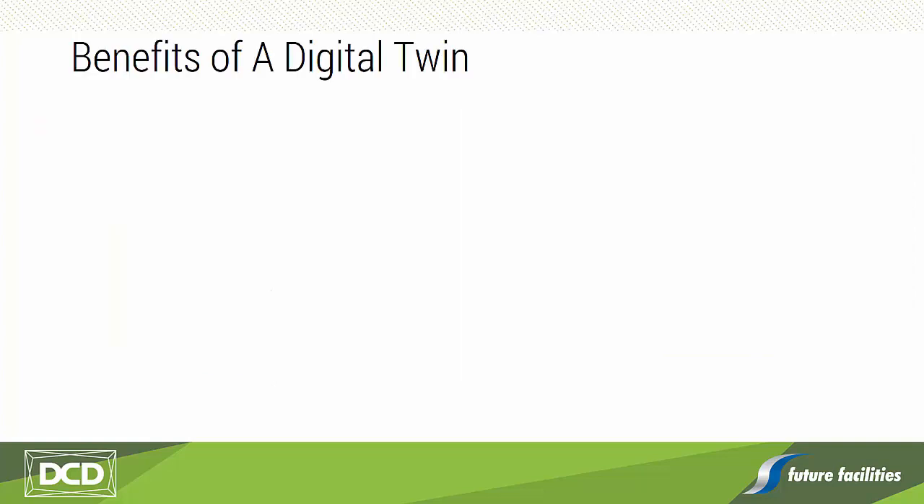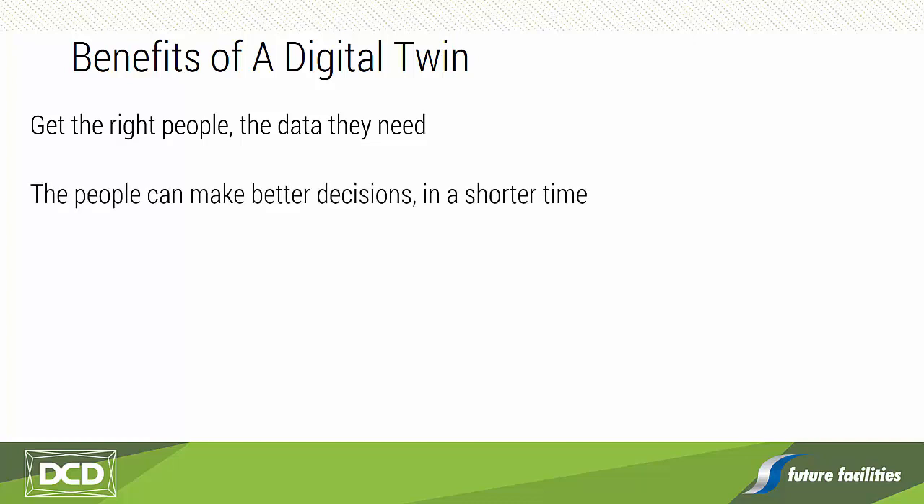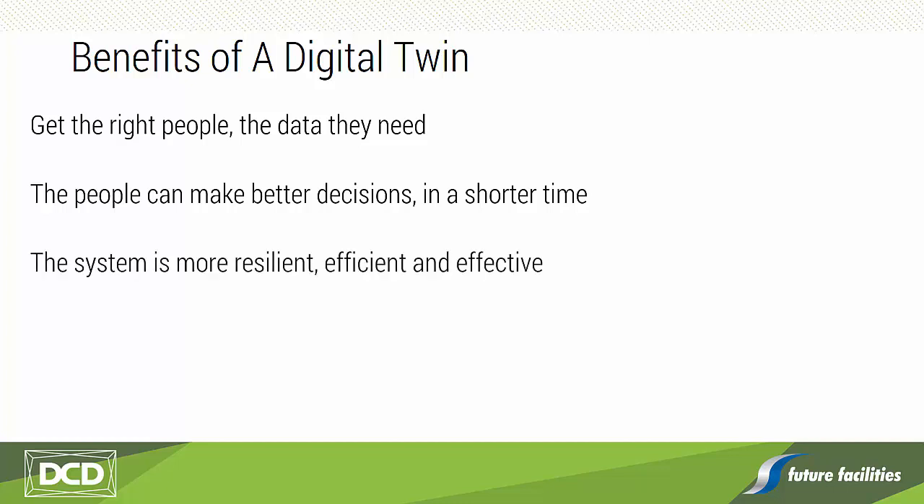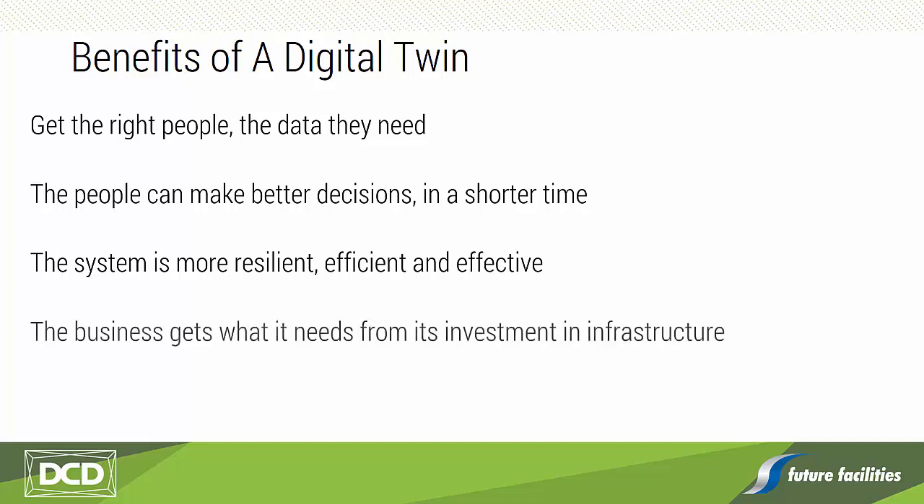So in summary, the benefits of a digital twin in the data center industry. Firstly, it's about getting the right data to the right people. And when people have the right data and the data that they need, they can make better decisions. And because they feel more comfortable with the data that they've got, they can make those decisions in a shorter time. If people are making better decisions about changes to the system, then the system is going to end up more resilient, more efficient, and more effective. And ultimately, the business is going to get what it needs from its investment in data center infrastructure.